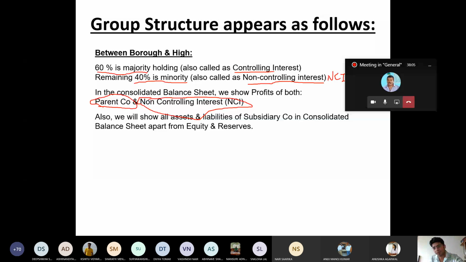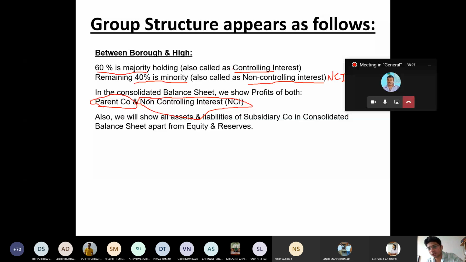First, you establish that there is a control. Then you decide how much is the control. So, as in our problem, how much is the control? 60% is our control, right? Yes, sir. 60% is the control means what? 60% is part of our company.